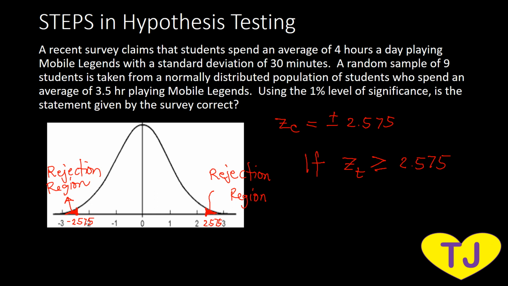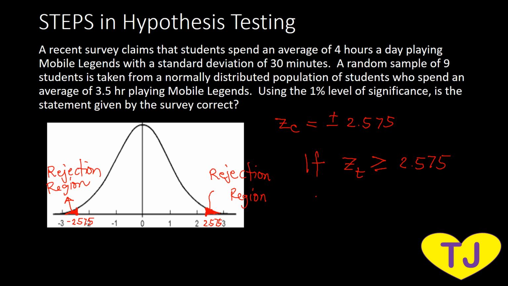This one here would simply mean that if you've got a z sub t value which is greater than 2.575, that means it is located in our rejection region. That means we have to reject the null hypothesis. Next, we have another condition.